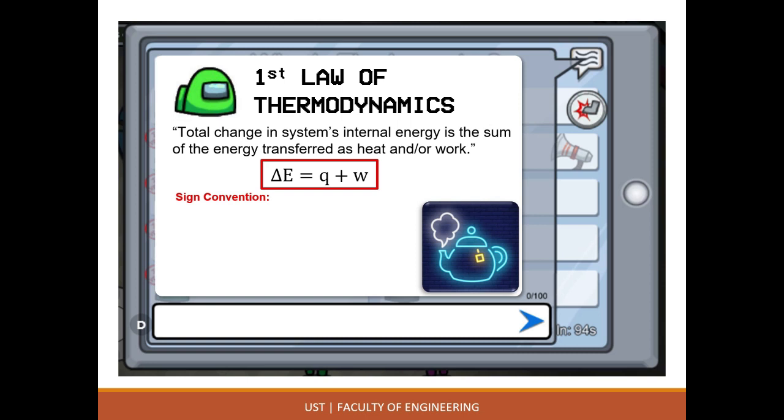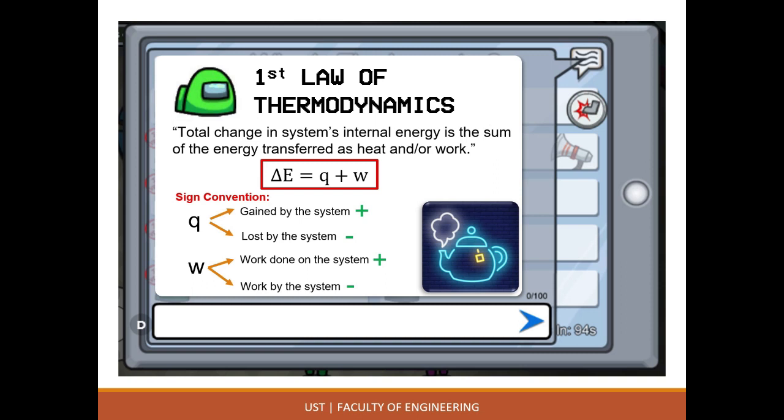If heat is gained by the system, it is positive. While if it is lost by the system, it is negative. For work, if the work is done on the system, it is positive. And if the work is done by the system, it is negative. Moreover, if the delta E of the system is positive, the system increased its energy. And if negative, it decreased its energy.